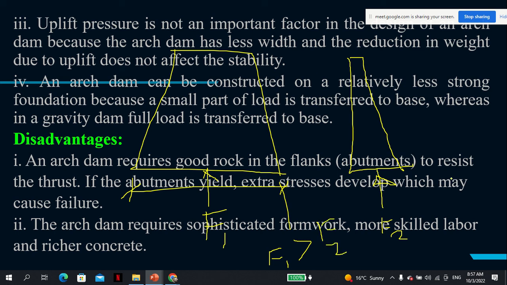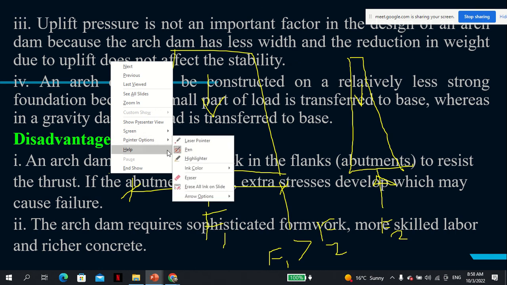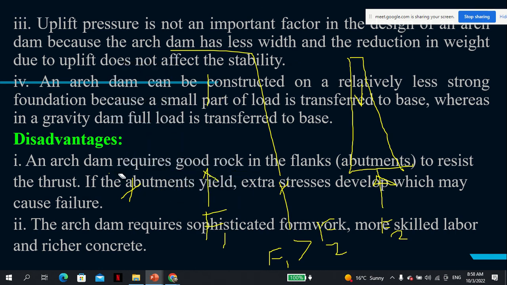So this is for the uplift forces. Again, the uplift forces is counteracted by the self weight. The self weight has to be carried by the foundation again. So for arch dam, because the section is thinner, the foundation requirement is not as stringent in comparison.